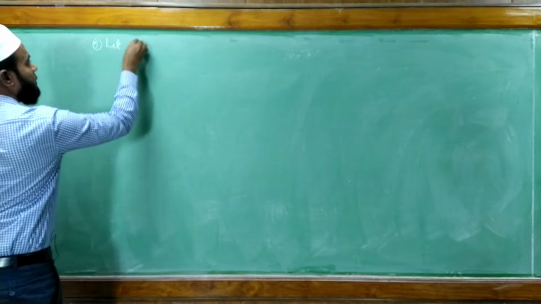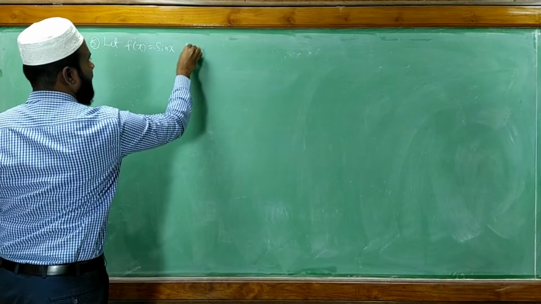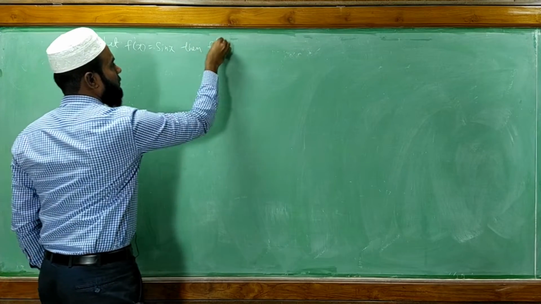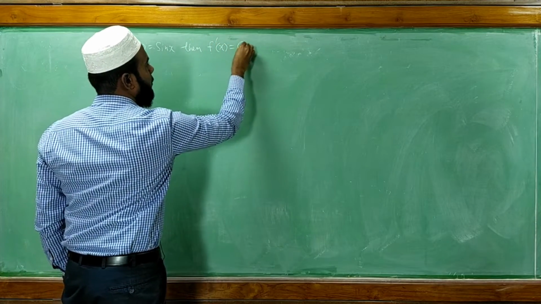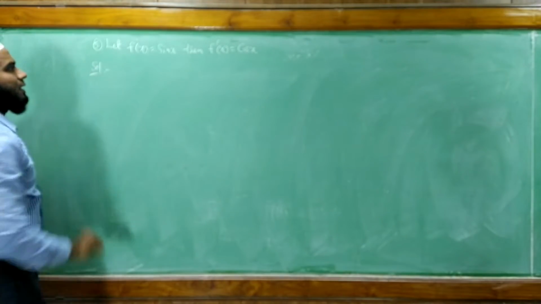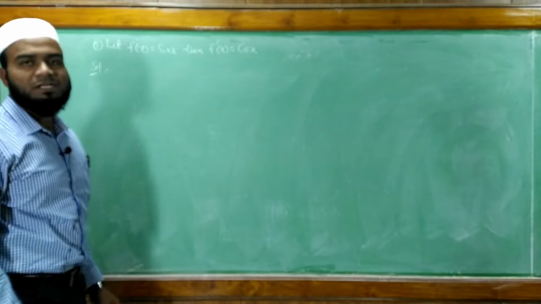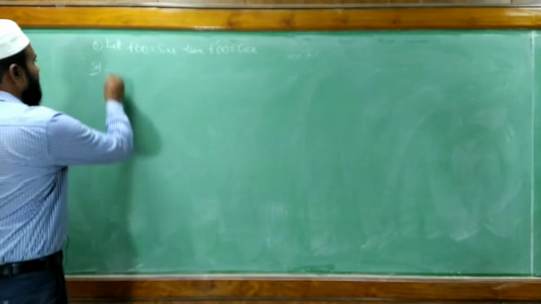Let f of x equal to sin x, right? Then f dash of x is given by cos x. This we have to prove. What is given? f of x equals sin x, and we have to prove that f dash of x equals cos x.